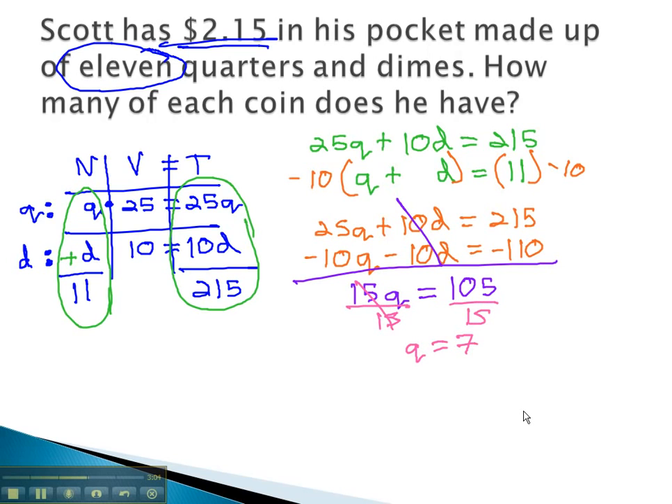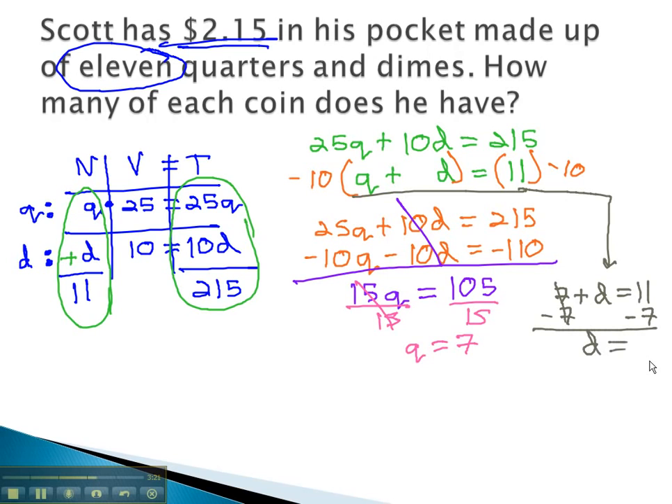We still need to find our dimes, though, which we can find by going back to one of the original equations. The second equation is probably the easiest to use. Q plus D, or 7 plus D, equals 11. Subtracting 7 from both sides, we find out that D, or the number of dimes, is equal to 4. We now have our solution. There are 7 quarters and 4 dimes.